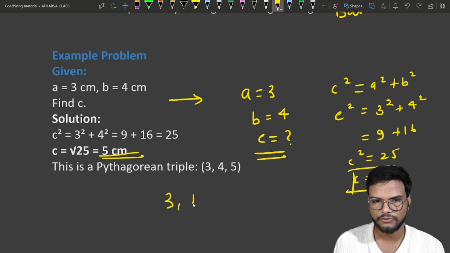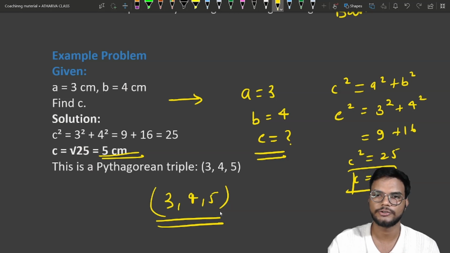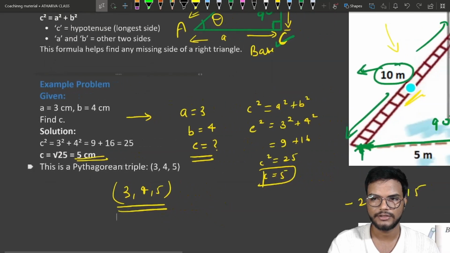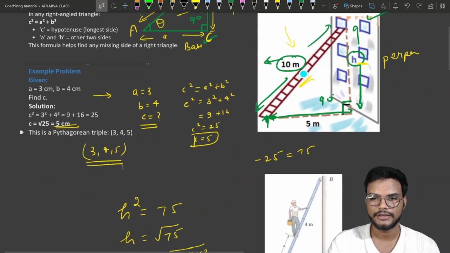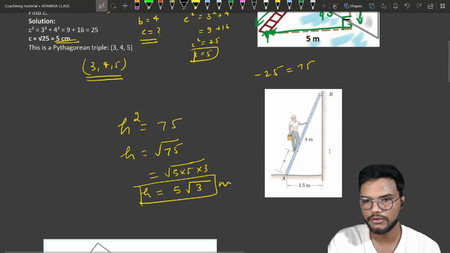So 3, 4, 5. These all three numbers, you can say it as a Pythagorean triple, right? Because it is following the theorem. So this is how you can find out these values. There are various examples. You can also go through this. Like there is 4, 1.5. You need to find the height. You can do it by yourself. You can try it now.